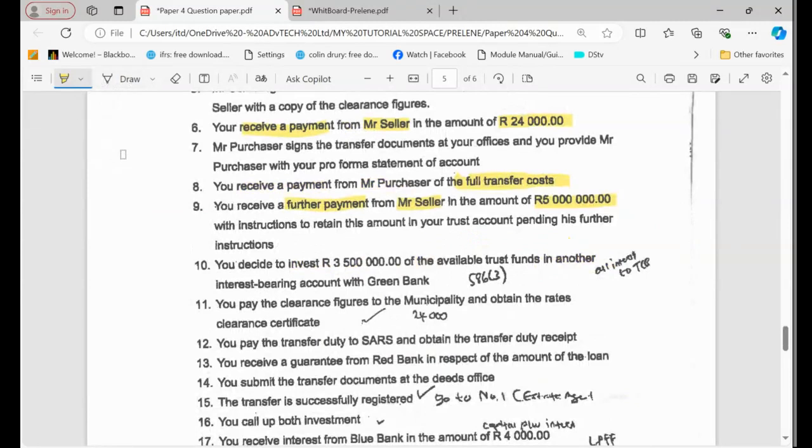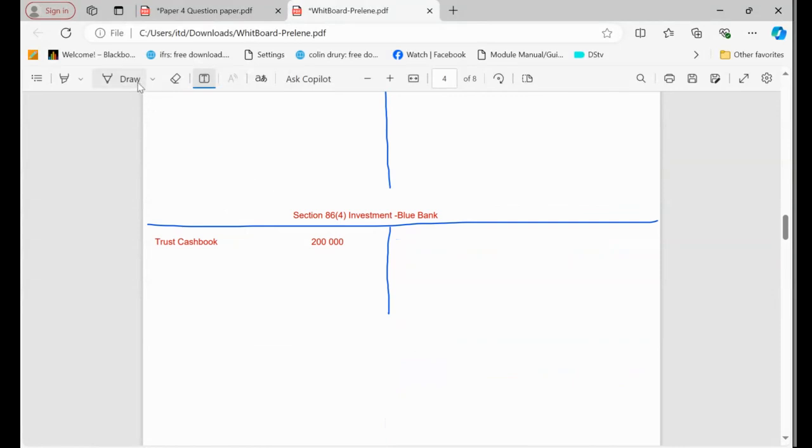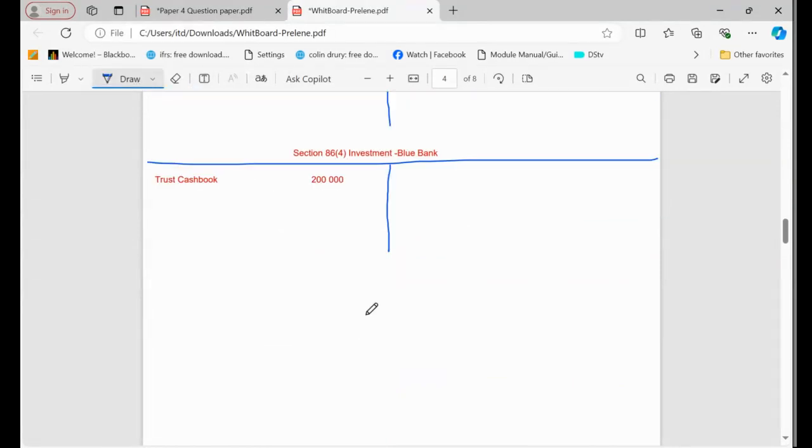Can you see? Because this guy didn't say he wanted us to invest this money for himself. So we, as the attorneys, decided to invest 3.5 million of the trust available. We invested with Green Bank. So this is another investment, which is investment subsection 3. Remember subsection 3? Where we decide as the attorneys to invest on behalf.